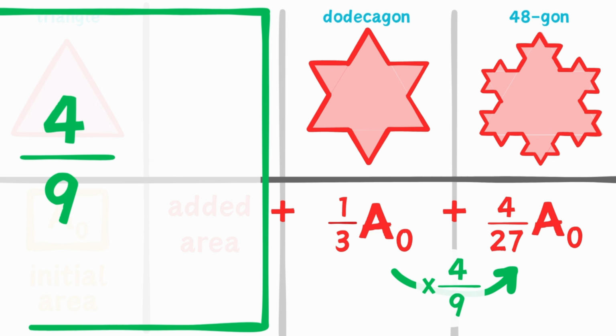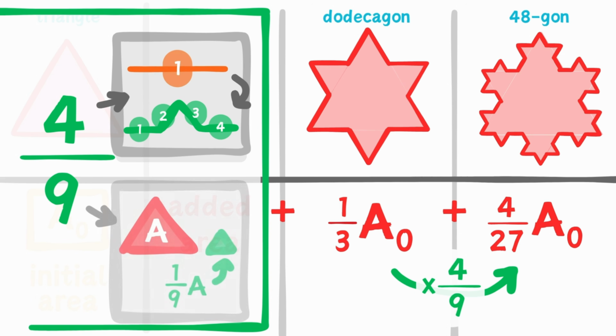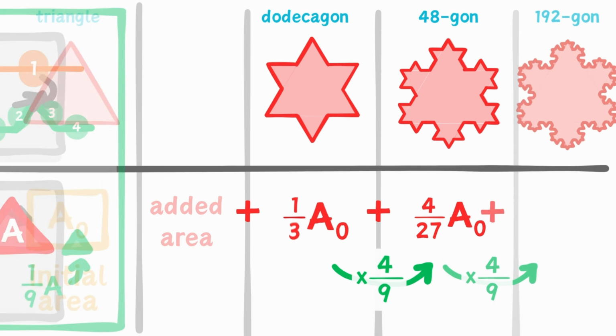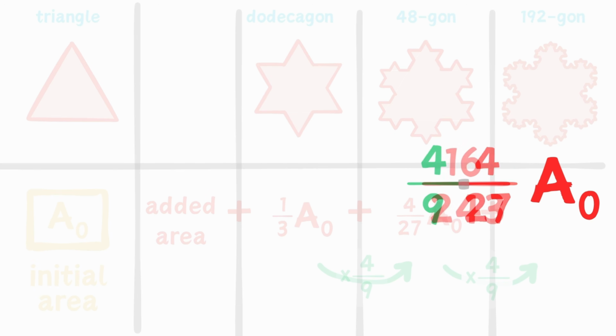This makes sense, because each time we add a triangle to the side, we get 4 new sides that weren't there previously. 4 sides means 4 more future triangles. Each of these triangles will only have 1/9 of the previous area, since each side is 1/3 of the previous segment. So 4/9 is our common ratio. To find the next area, we just multiply the previous area by this ratio.